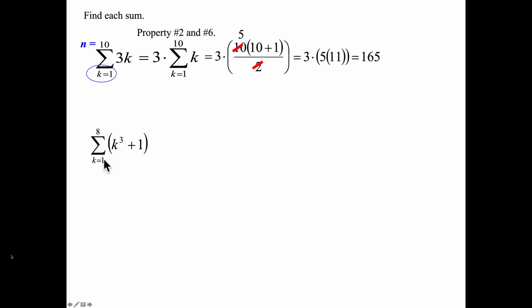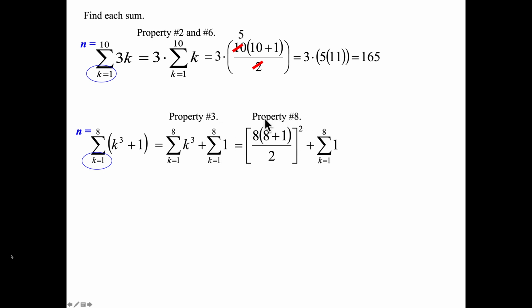Next example here is k cubed plus 1, with k going from 1 to 8, so we can use our properties. This is property number 3, where you separate the two terms into two different summations. And then I can use property number 8, k to the third. That's n times n plus 1 over 2, all squared. And then here's your constant. All right, this is going to be your constant c times the n, 8. That's property number 1.